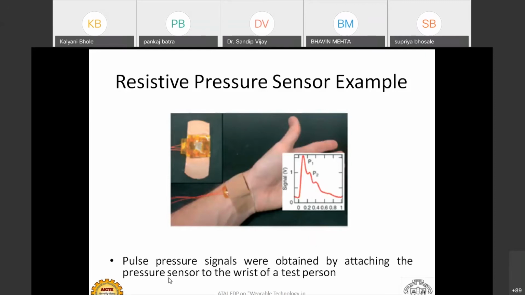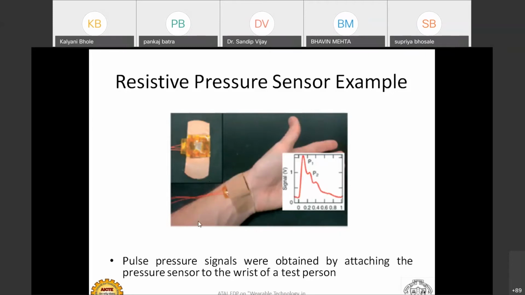Our ancestors used this technology from a medical point of view to diagnose a wide range of diseases and disorders. They get all kinds of information through this pulse. So this is the resistive pressure sensor, which is used for measurement of this pulse signal.